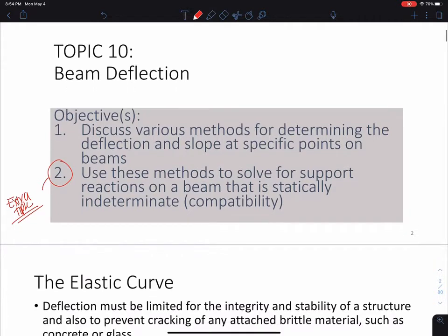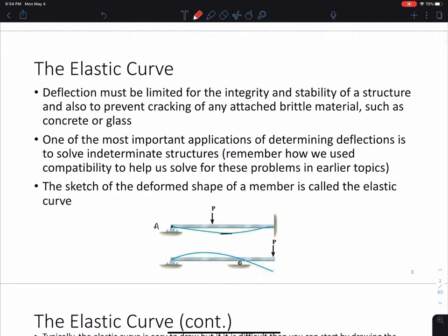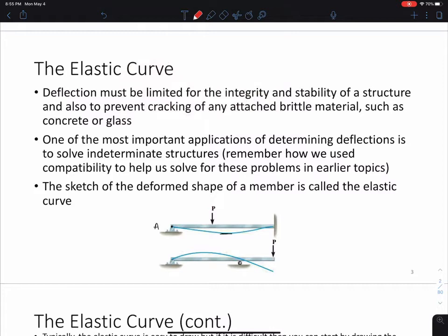Okay, so here we're going to start by first understanding what the elastic curve is and understanding what deflection and rotation are. Because I know those are words we commonly use, but what do they actually mean and what do they represent in terms of a structural system? So before we get into calculating these actual values, what do they mean? The first thing we need to know is what the elastic curve means.